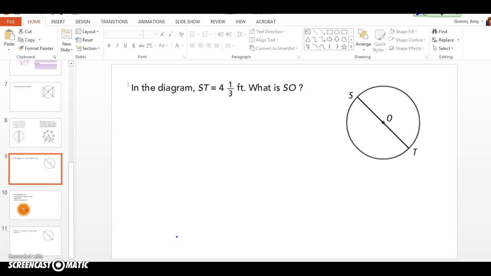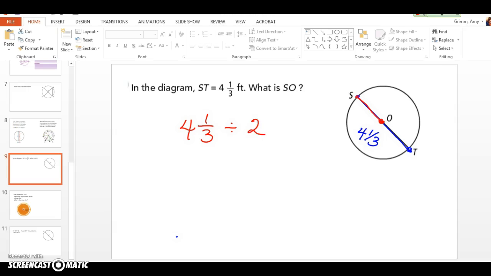Exactly. You're going to divide 4 1/3 by 2. Because the diagram here is S to T, so this whole thing is 4 1/3. And I only want from S to O, which is right here. So I need half of that. So how do I take 4 1/3 and divide by 2? How do I do that, Kathy?